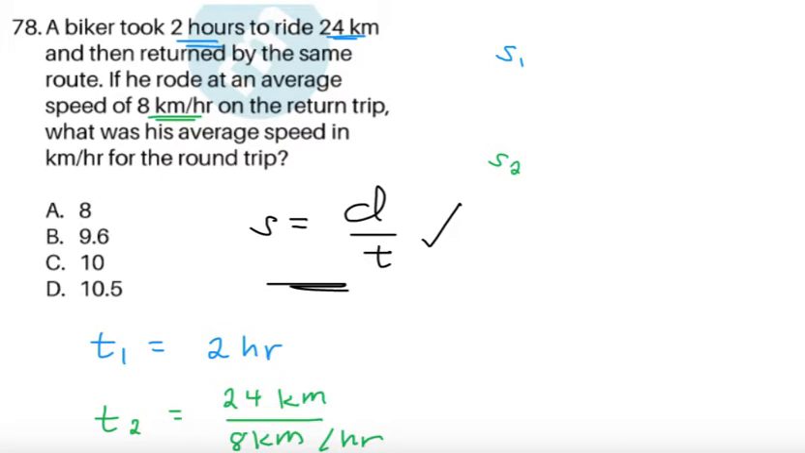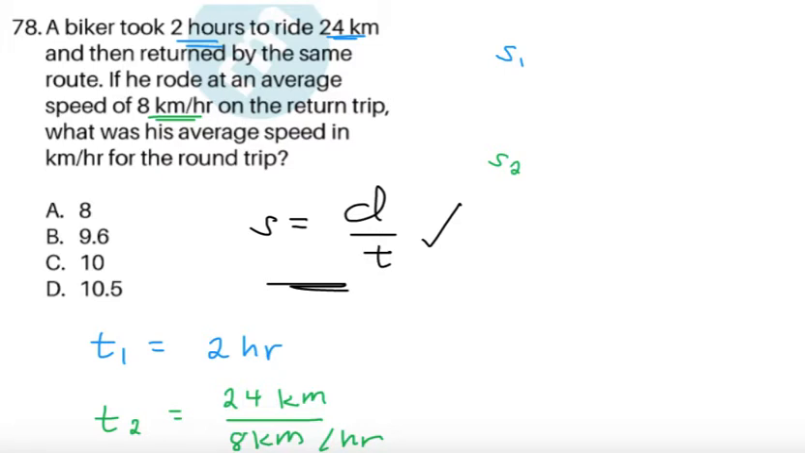Now, it's a big no-no for us to simply average the speeds. We can easily get that the speed in the first part of the journey is 24 kilometers over 2 hours, since speed is equal to distance over time. So speed 1 would be 12. If you try to take the average of 12 and 8, that will be 10, so we would have choice C, but this is a big no-no. That's not the way to get the average speed.